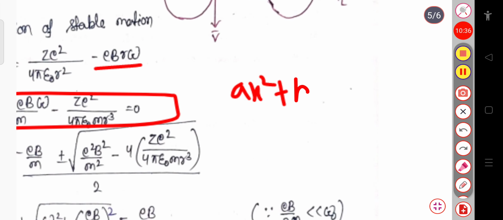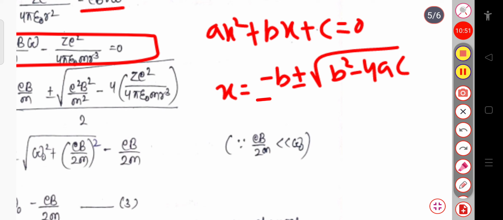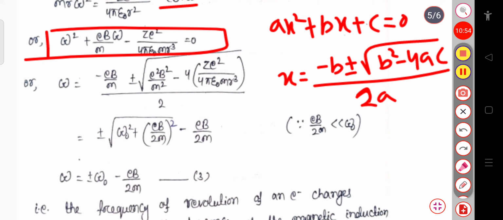Now to solve this equation, you can write x will be equal to minus b plus or minus root over of b square minus 4ac divided by 2a. Okay. Now if I will substitute this value, you can see here, this is in this form. Now after substituting the value, you will get this much.